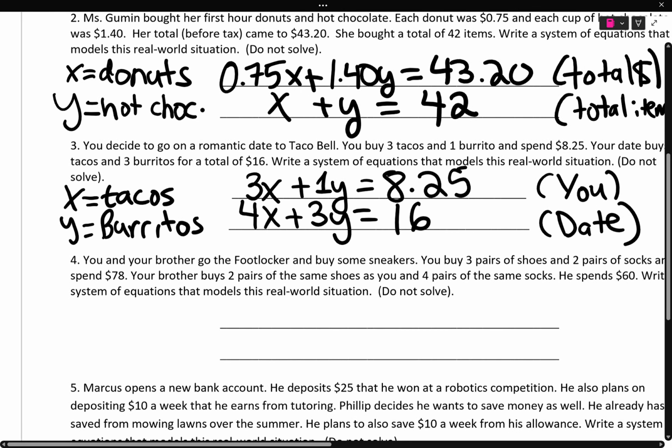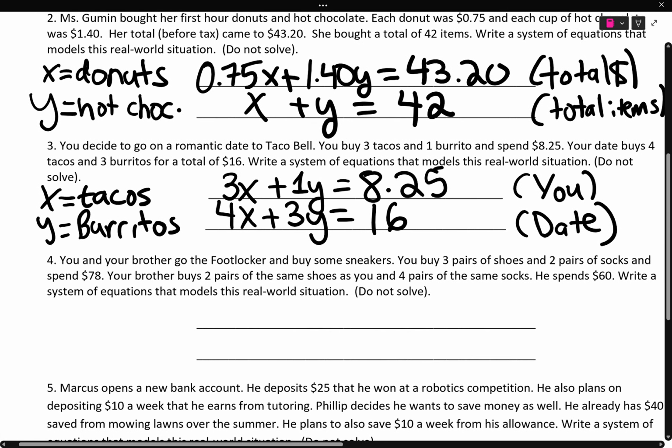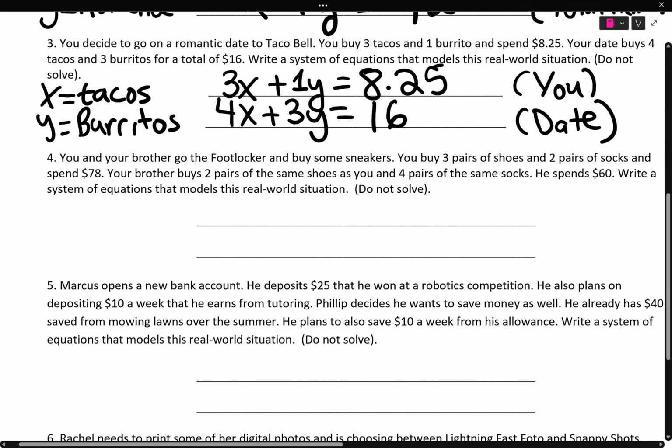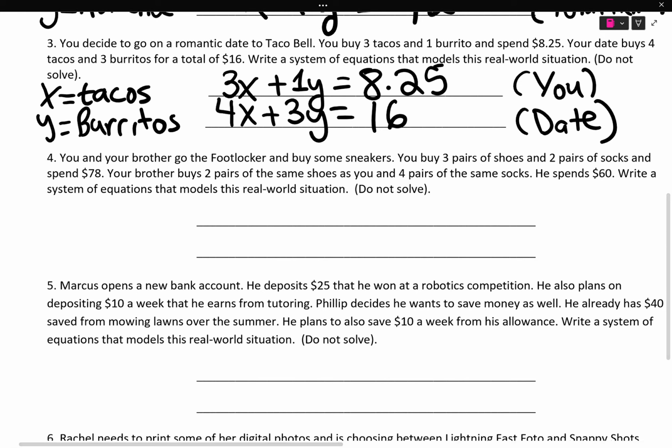Number 4. You and your brother go to Foot Locker and buy some sneakers. By the way, you're best friends with your brother for this to work. Okay. You buy 3 pairs of shoes and 2 pairs of socks. You spend $78. This isn't a world of imagination, okay? We'll pretend that that's possible.